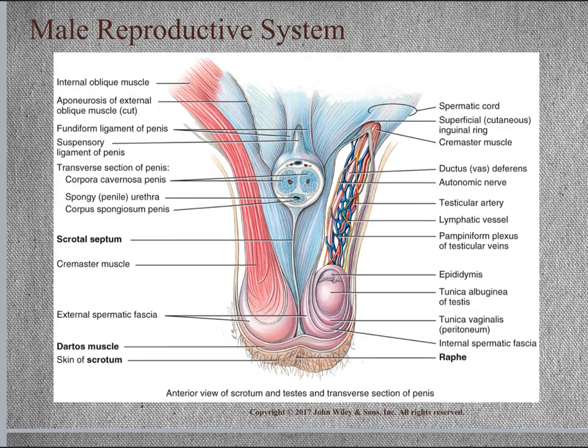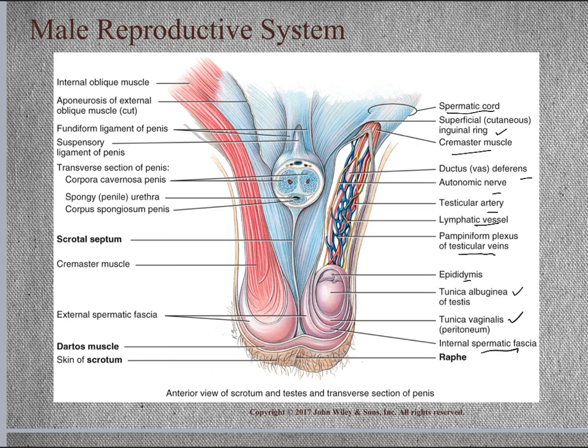So we can put all that terminology to structure. We have our spermatic cord up here. We have our superficial or cutaneous inguinal ring. You can see that cremaster muscle, ductus deferens or vas deferens, our autonomic nerves, testicular artery, green lymphatic vessels, our pampiniform plexus. These are forming our testicular veins, our epididymis, all our tunicas, including the tunica vaginalis, our internal spermatic fascia.